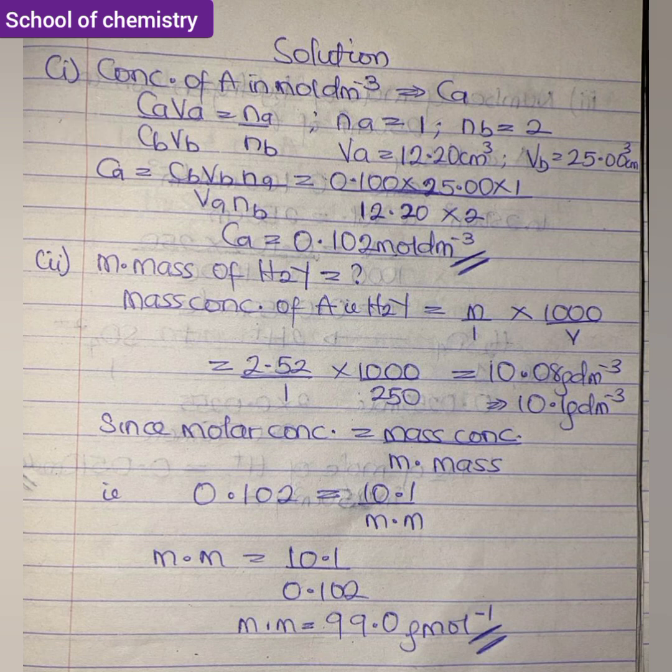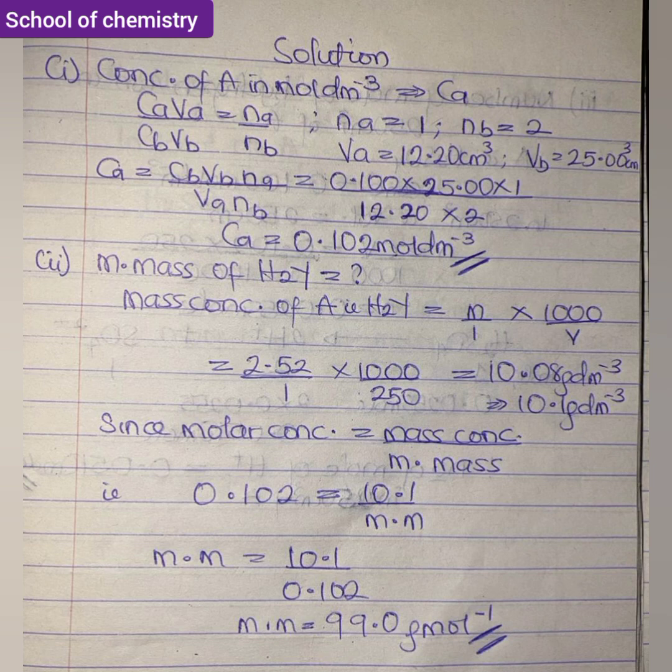The Ca stands for conc of our acid in mole per dm cube. The Cb stands for conc of the base in mole per dm cube. Your Va stands for your volume of acid used. In this case, the volume of acid used is my titer value, which is 12.20 cm cube. While the Vb stands for the volume of the pipette that will be used. In my own laboratory, I have a pipette that I use. My pipette is 25.0 cm cube. That is, your Vb in this kind of question is always the volume of the pipette that is being used.